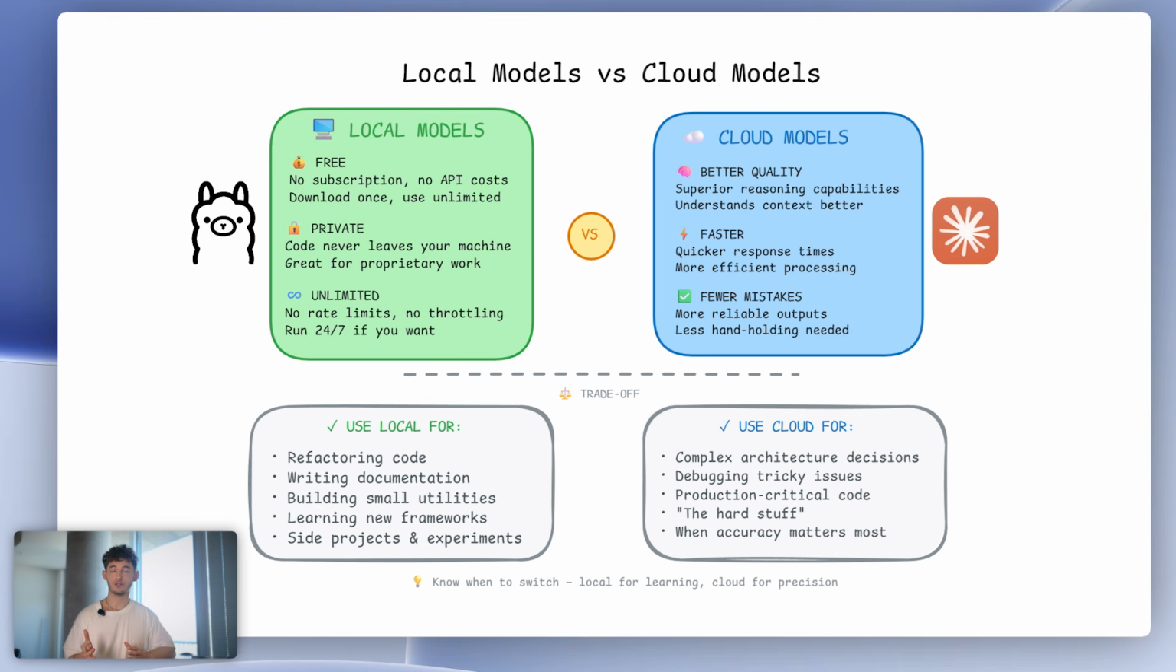But again, the trade-off is quality and speed. These models will be slower than the cloud versions, they will make more mistakes, and you will need to give clearer instructions. But for a lot of use cases, that is totally fine. I've been using local models for refactoring code, even writing documentation, building small utilities, and learning new frameworks. So this works great. I just know when to switch back to the premium models for any of the harder stuff.